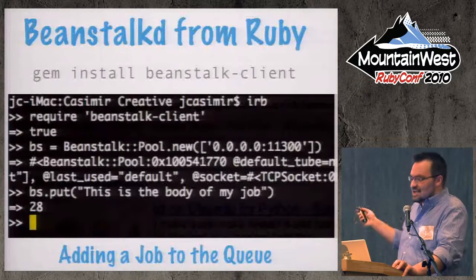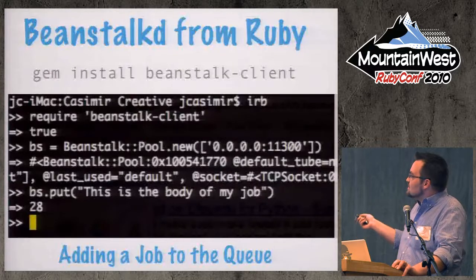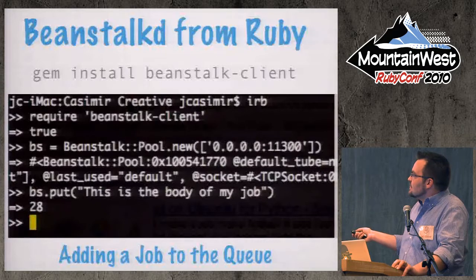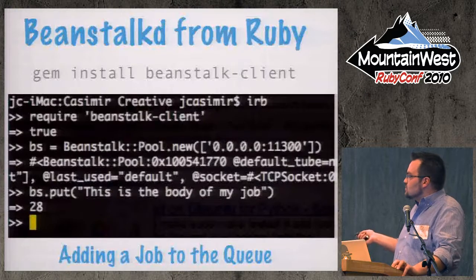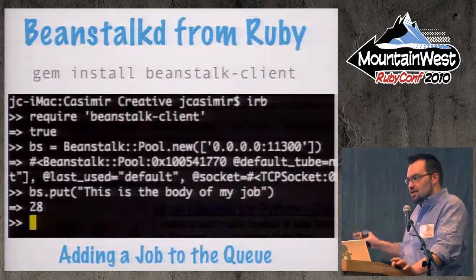Beanstalk client is how you interact with Beanstalk from Ruby. All you need to do is install Beanstalk client and require it in an IRB session. This is how you find the Beanstalk. You just say Beanstalk pool new, give it the address and the port. It gives you back the Beanstalk. To put a job on the queue, all you do is say put and then a string. A job is just a string. There's nothing complicated about it.